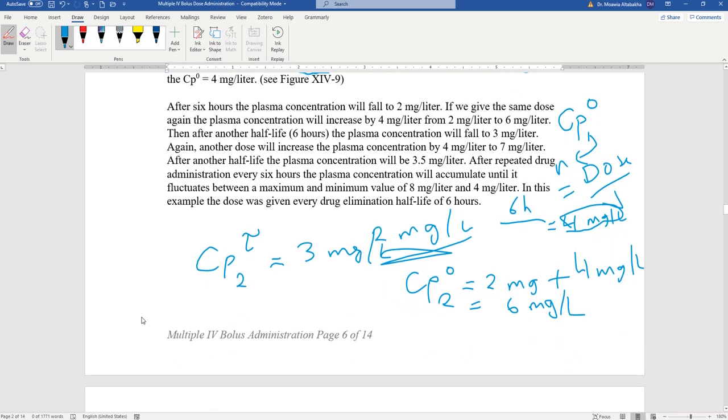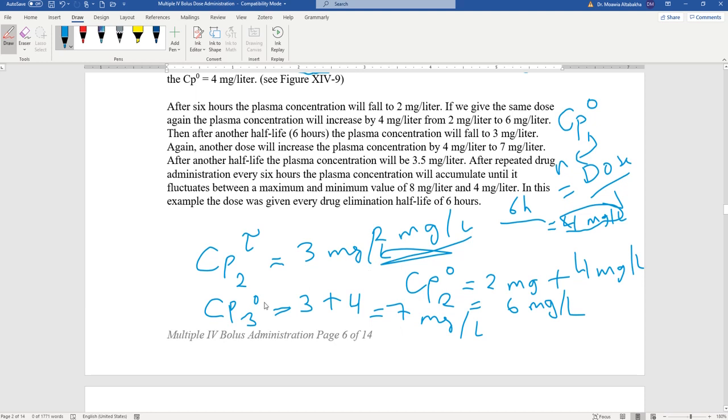Then when I give CP30, what will it equal? Okay, it will be what is left, which is 3, plus what the dose that I'm giving is doing, adding 4, so we get 7 milligram per liter. And so on. But see how, in the beginning it was 4, yes, in CP10 it is 4, after the second dose how much did it become? It became 6, from 4 to 6. Then from 6 it became what after the third dose? 7, and then it will become 7.5.